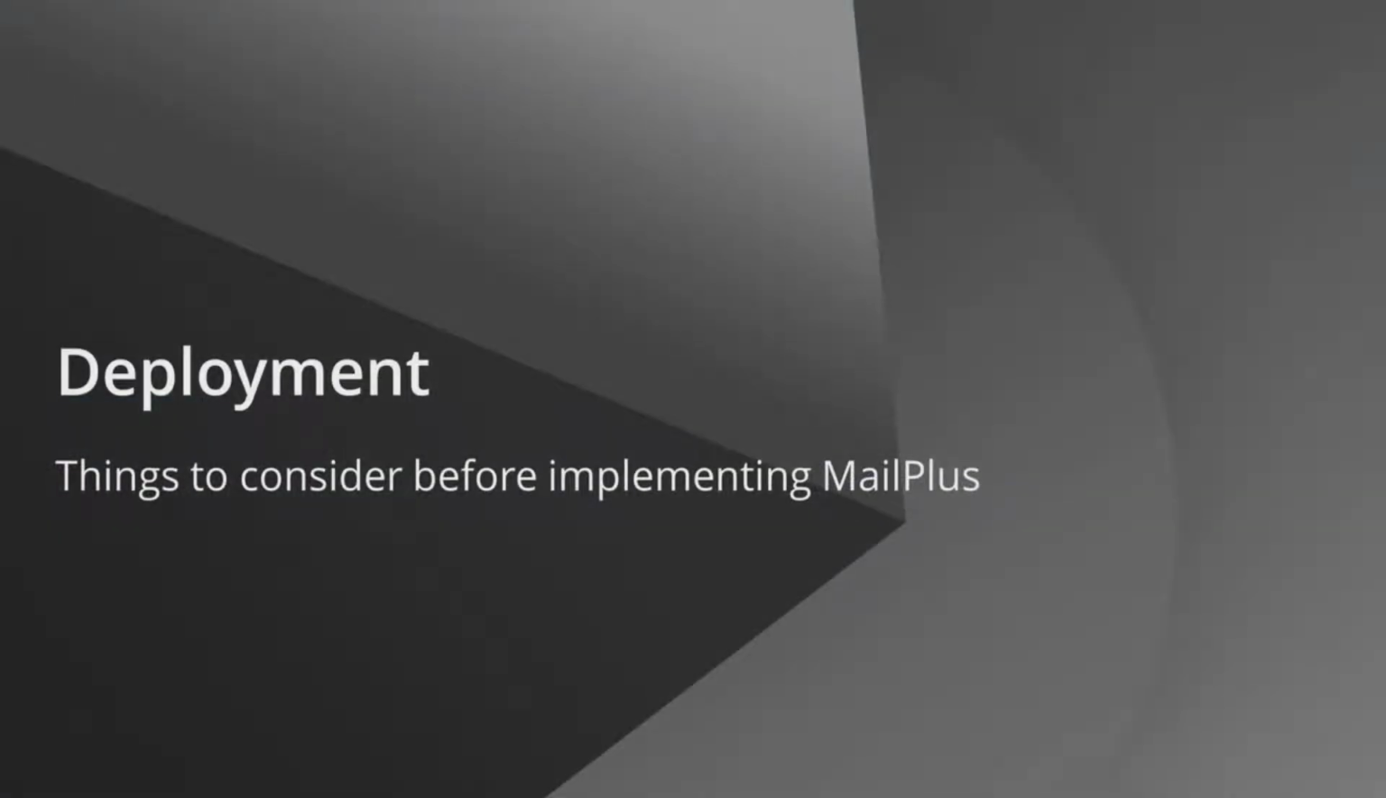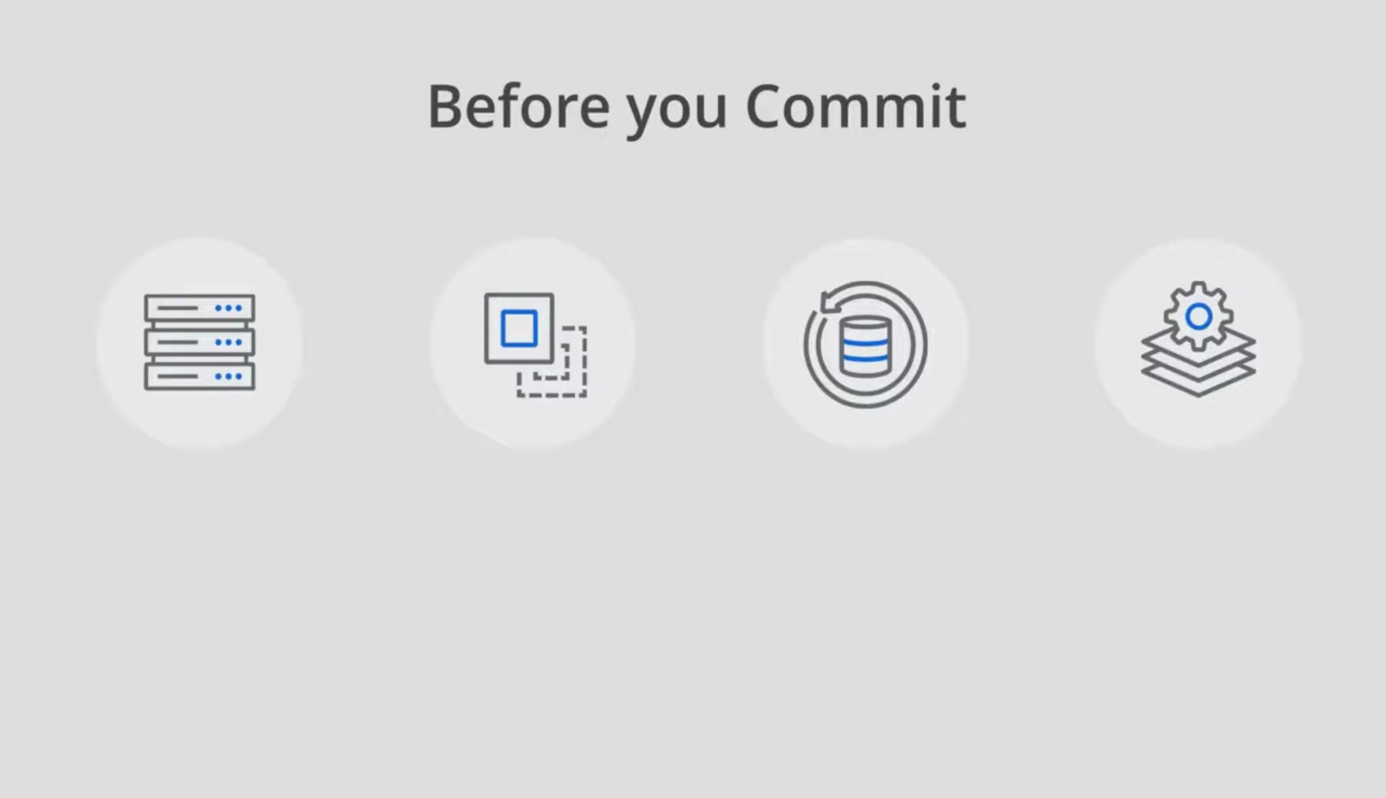So we've gone over some of those great MailPlus features, and in this next section, we're going to be taking a look at those deployment tips and some things you want to consider before implementing MailPlus. So before you commit, you're going to want to take a look at essentially these 4 sections. Is on-prem the right choice for you?